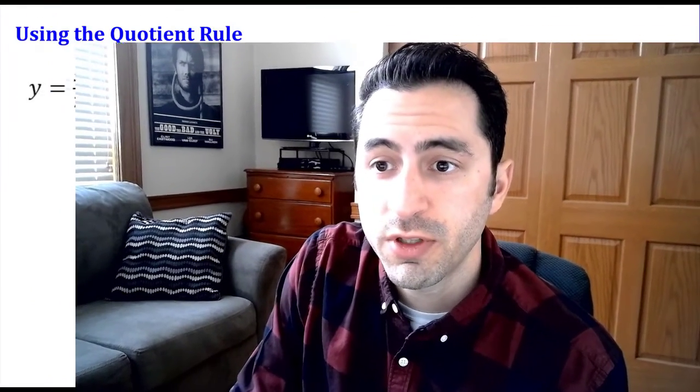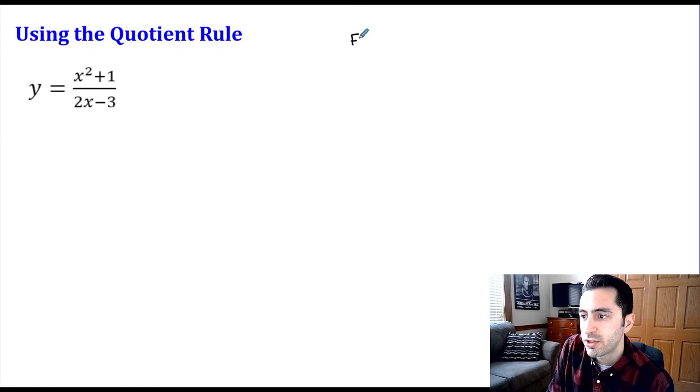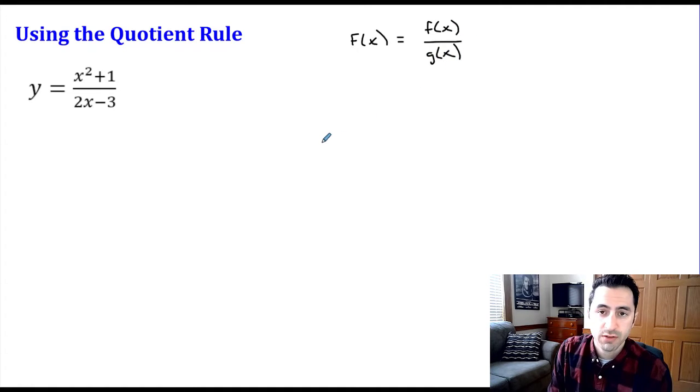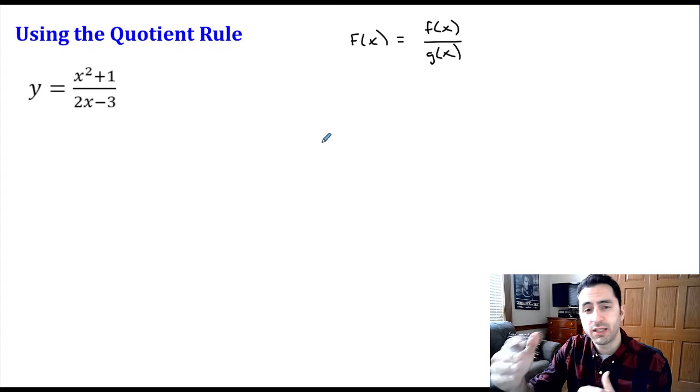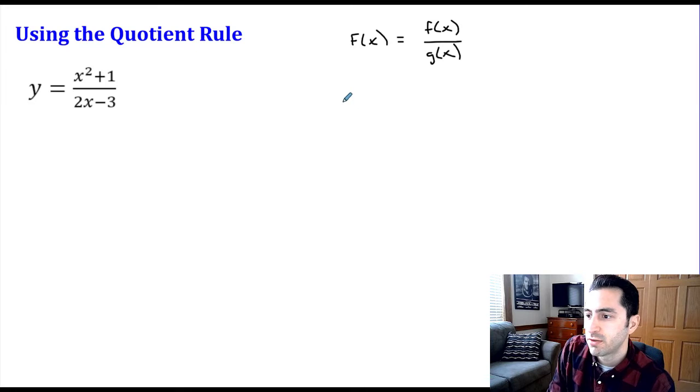In this video, we're going to be taking a look at how to use the quotient rule to find the derivative of a function. So first thing, to remember what the quotient rule is. If we have a function, capital F of x, and if this is written in the form of f of x divided by g of x, so it's a function that's written in the form of the quotient of two other functions.